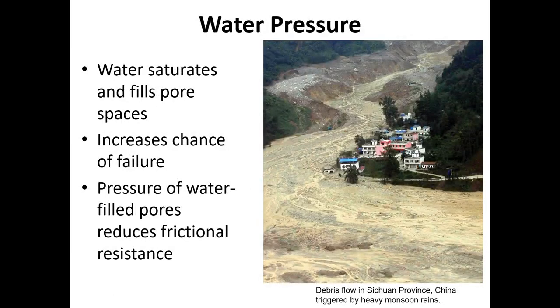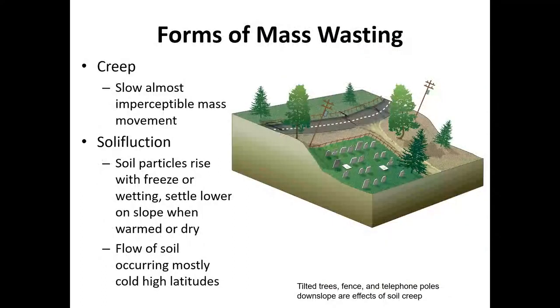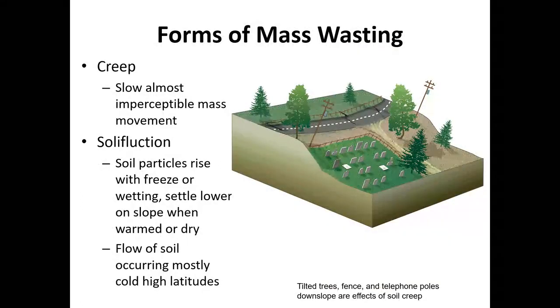Water pressure is important when it comes to mudslides and so on. If a slope becomes saturated with water, it loses friction and you're more likely to have mudslides or things of that nature. This is a debris slope in the Sichuan province of China triggered by heavy monsoon rains. So water can fill pores and then it just makes a slope more slippery and more likely to have a slope failure. Some slope failures are slow.